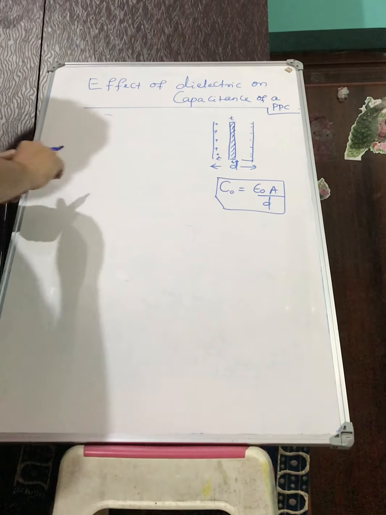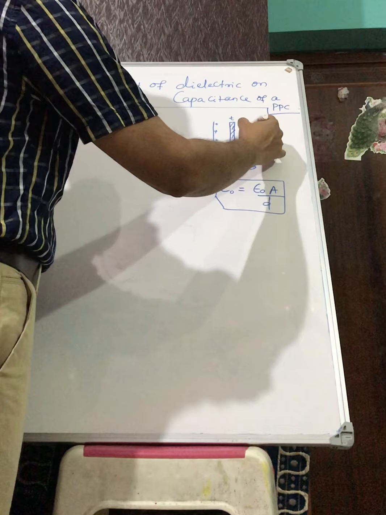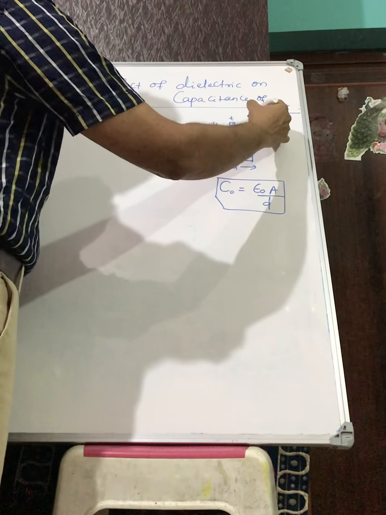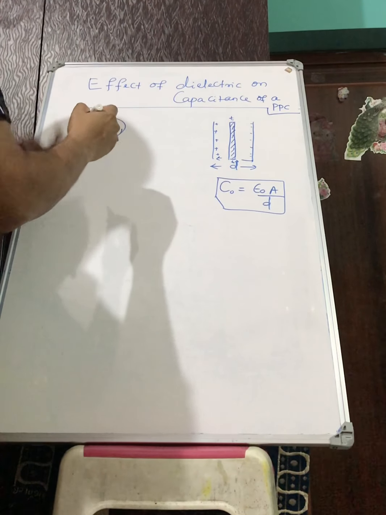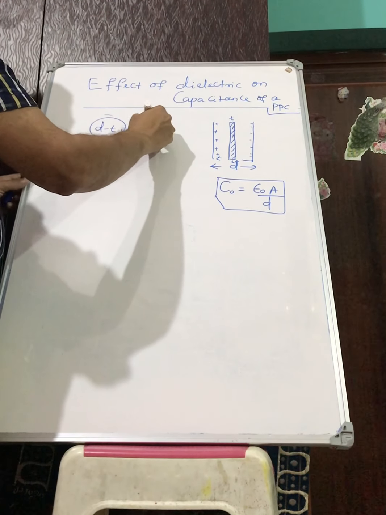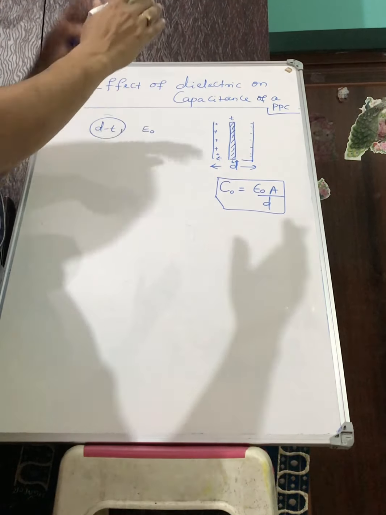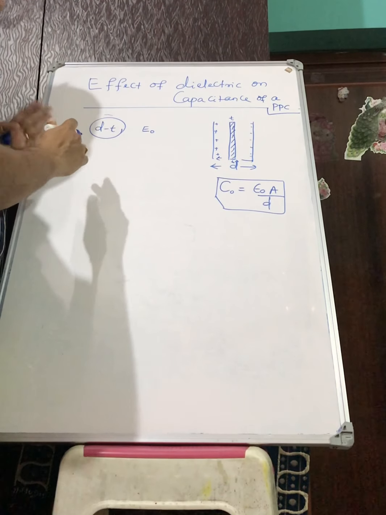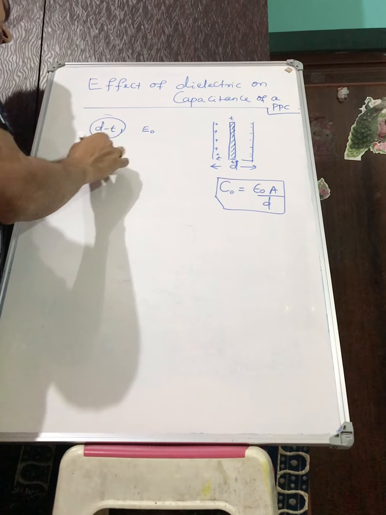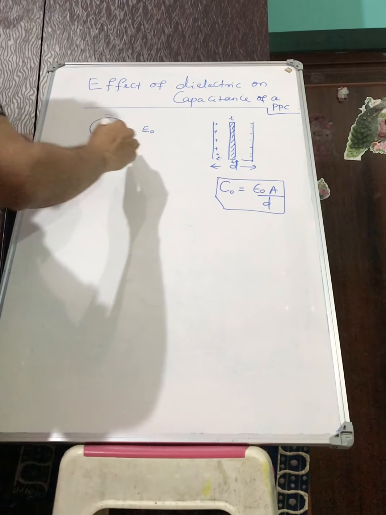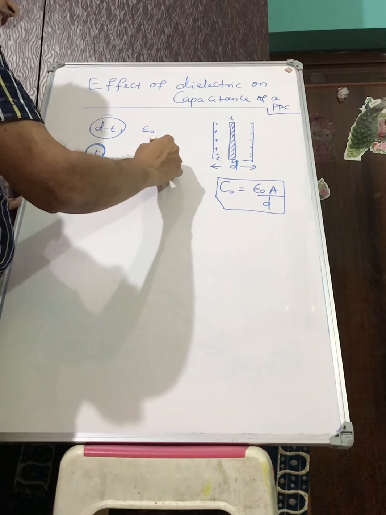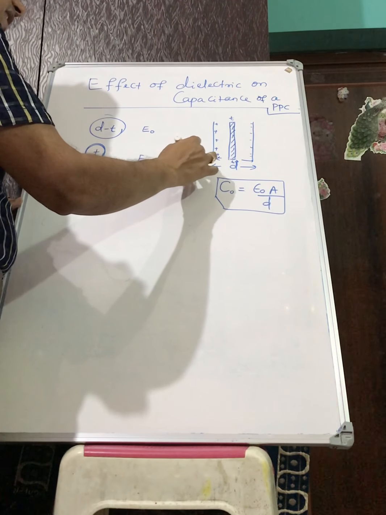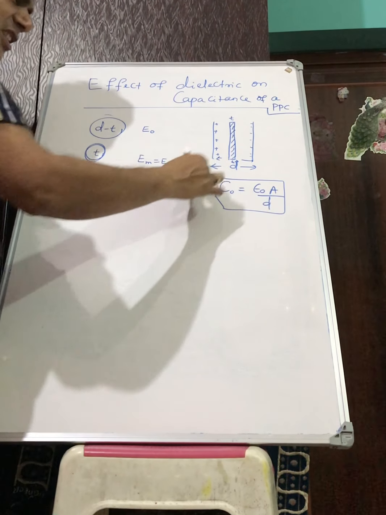We are getting some region where there is air or vacuum. That means we have d minus t thickness where vacuum or air is there. There the electric field is E0, the electric field of the previous case. But we have another region whose thickness is t, where the electric field is something different, that is E, which is E0 by K, as I have just discussed.